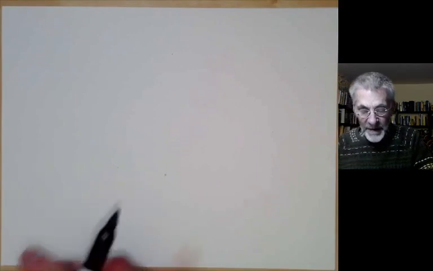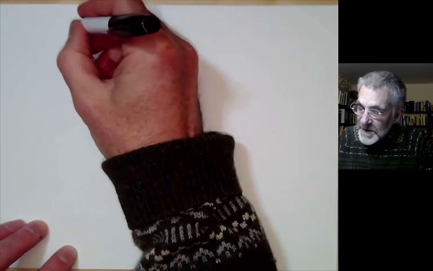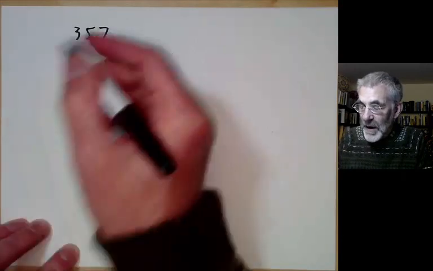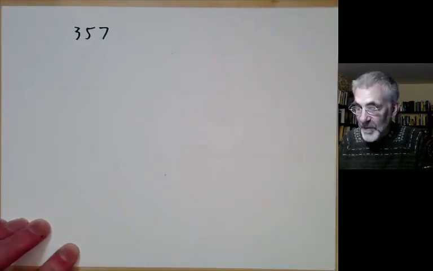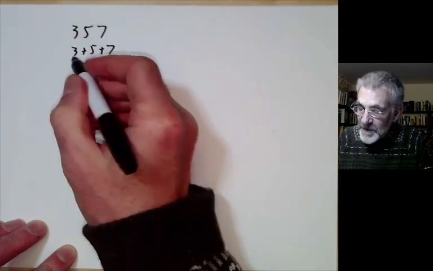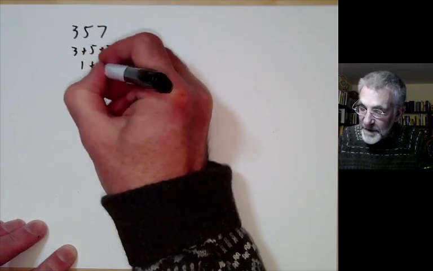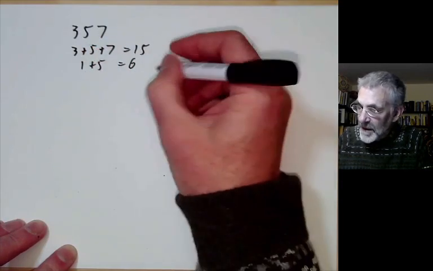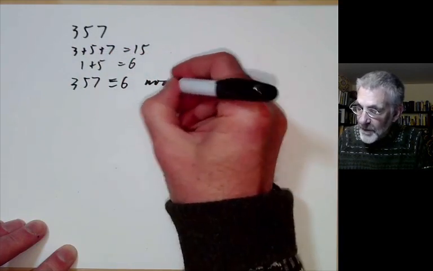So let's give a few examples. There's a well-known test for divisibility by 9. Suppose you want to test whether 357 is divisible by 9, or more generally, what's the remainder if you divide 357 by 9? Well, a simple way is just to add up the digits. 3 plus 5 plus 7 is 15. Then we add up the digits of 15, 1 plus 5 is 6. So 357 is congruent to 6 modulo 9.